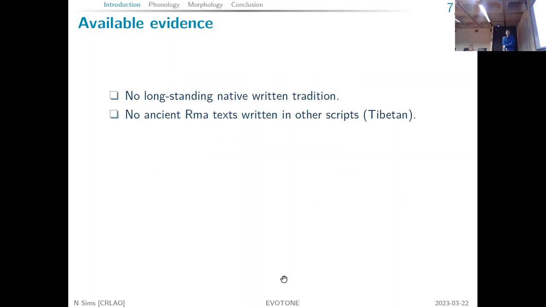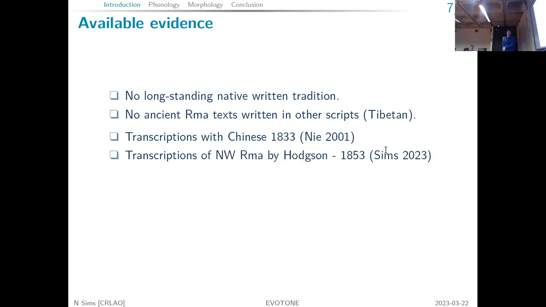So there's no written tradition for the language. We don't have any texts written in other languages, into Tibetan or anything like that, like we do for other languages. The earliest transcriptions are in Chinese with maybe 200 words in a Chinese word list using Chinese to write the language. There are some transcriptions by Hodgson, who's a British naturalist in the 1800s, he did about a 200-word word list, but the variety is not very informative for historical linguistics, partially because of the time depth, but also the variety itself is just not that interesting in that way.